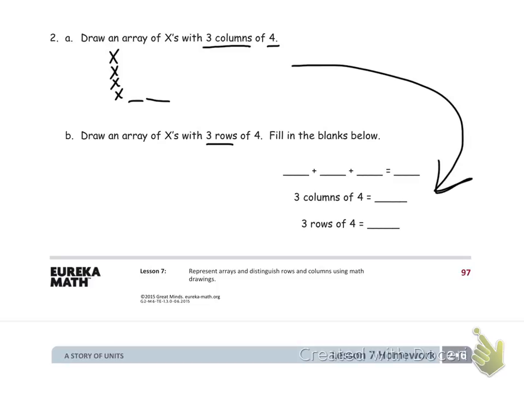And then 3 rows of 4 for problem B. So you would do the same thing, except you'd be going across in a row. So 1, 2, 3, 4, and then you'd have to draw another one, and then another one, so that you had 3 of them. And then you would have all the information you need to fill out that.